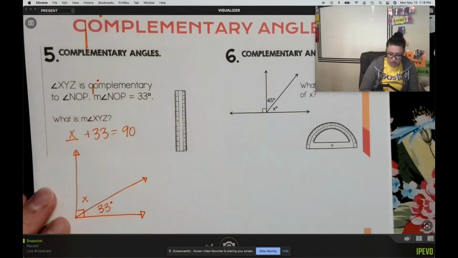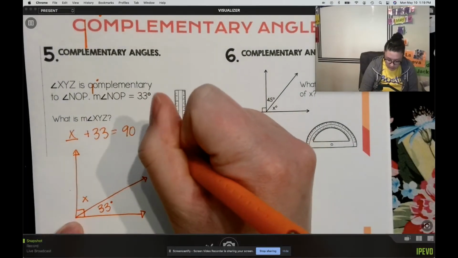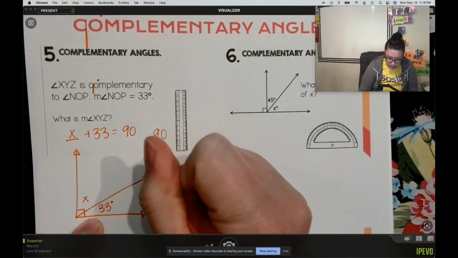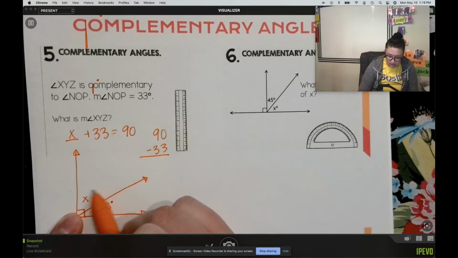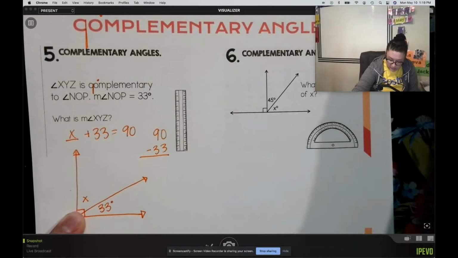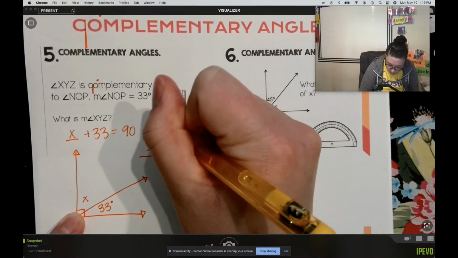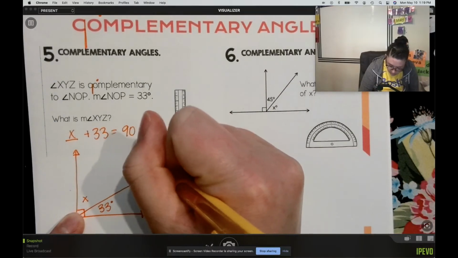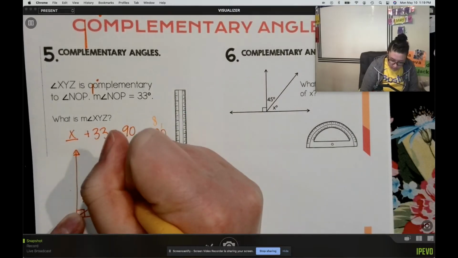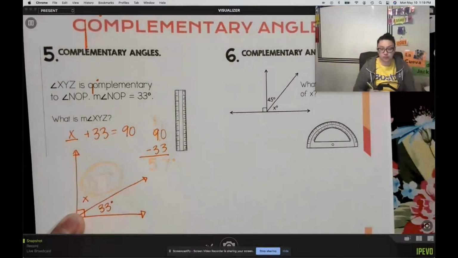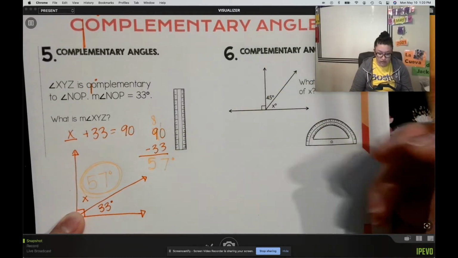Or I can think about it the reverse. I know the whole thing is 90, and I subtract what I know. I know that this chunk here is 33, so that means that what's left for me is going to be a 57-degree angle. 57 degrees. Use your calculator. You don't have to do it with paper and pencil. Use your calculator to double check if you want.